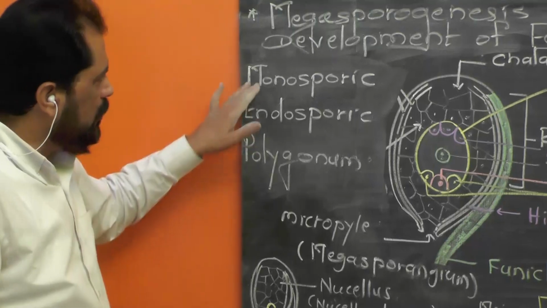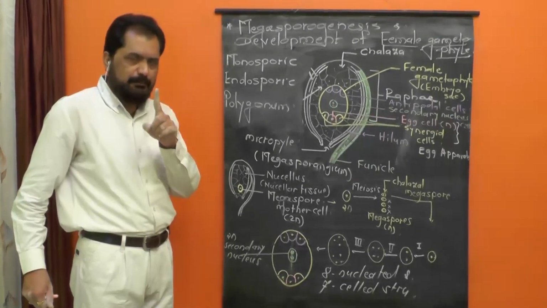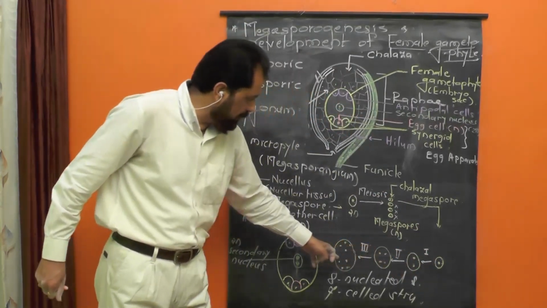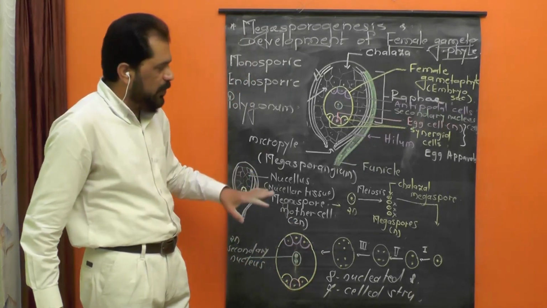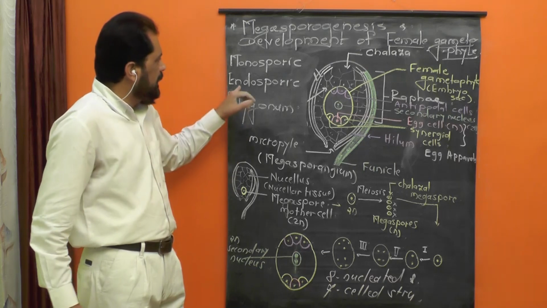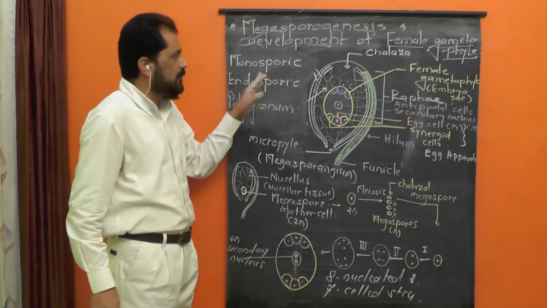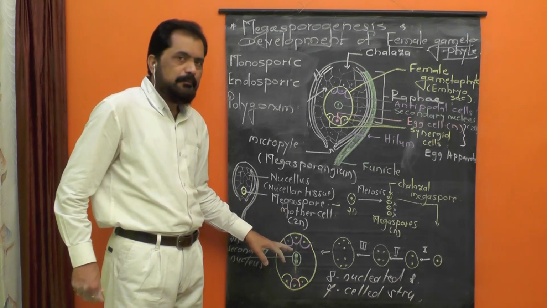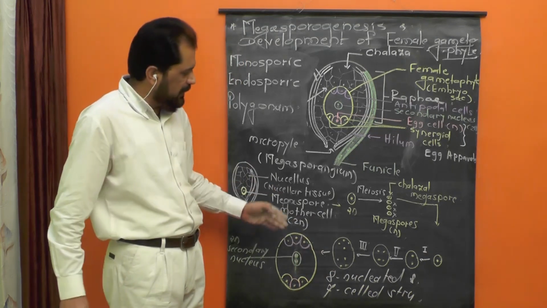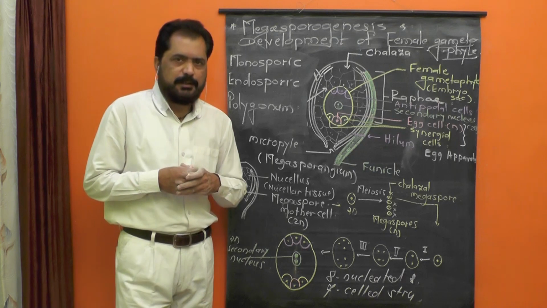Means what? Monosporic means the female gametophyte is formed within a single megaspore. Do you agree? Here we have seen this chalazal megaspore undergoes development and forms the female gametophyte. So it is formed within a single megaspore, therefore called monosporic. Mono, one, sporic, megaspore. Endosporic, endo, inside: the female gametophyte is formed within the megaspore. And polygonum means it shows many nuclei. Here I have written it contains eight nuclei. That is why such a female gametophyte is described as monosporic, endosporic and polygonum type.